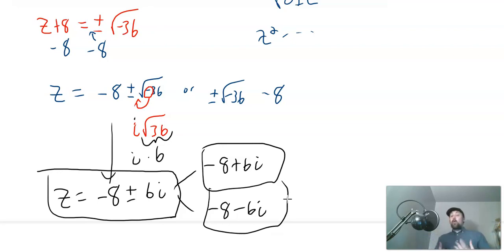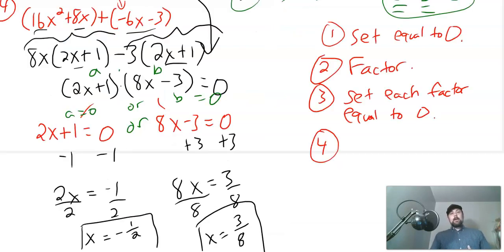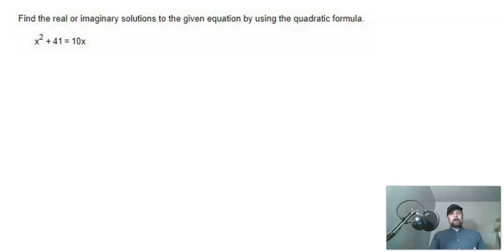MyMathLab used to require this, actually. It was pretty late in implementing the plus or minus button, and so you would have to type your answers in separately. I say fairly recently, but time goes by so fast the older you get, right? So maybe it was 5 years ago even, but they did eventually implement this plus or minus button. So you should be able to type your answers like this now. All right. And so we get 2 answers. Again, it's very common for quadratic equations to give you 2 answers.